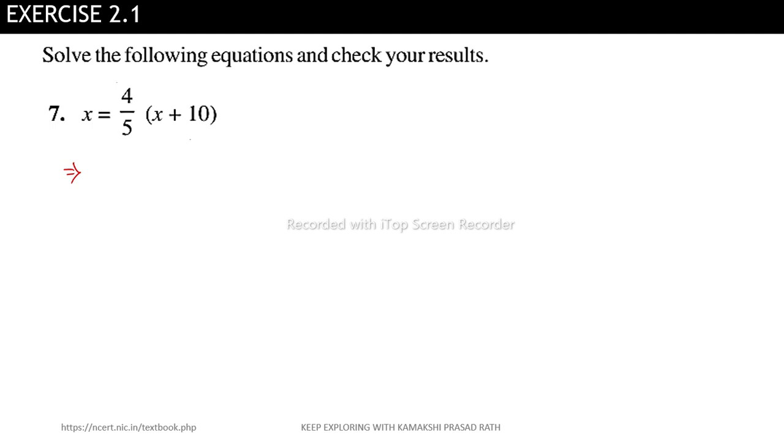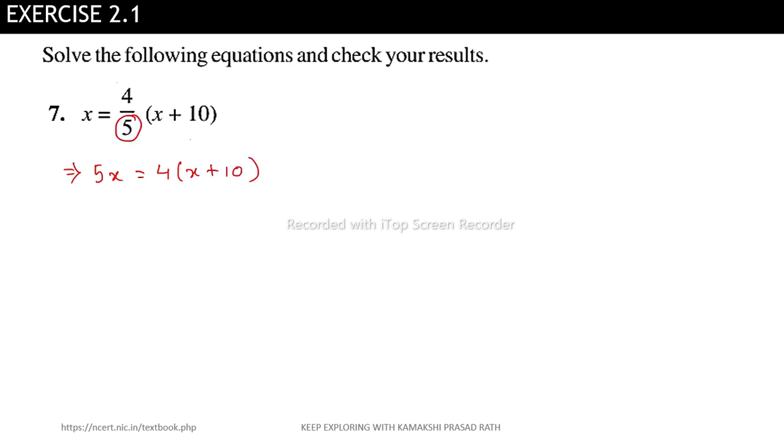So we can consider it as a fraction. 4 is the numerator and 5 is the denominator. So 4 is multiplied and 5 is divided. Let us first shift 5 towards the left side. When 5 is divided on the right side, 5 will be multiplied on the left hand side. And we already have 4, so we can write 4 times (x plus 10).